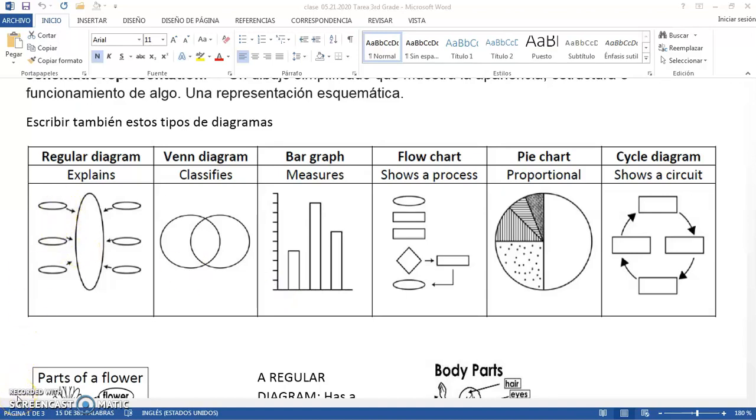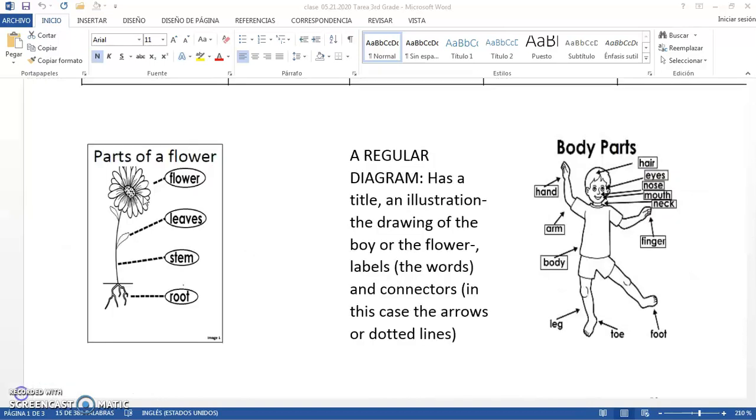I'm going to pause the video. I'm going to give you 10 seconds. Pause the video and copy all that. Okay? Cópielo. Okay, let's go to the next part.